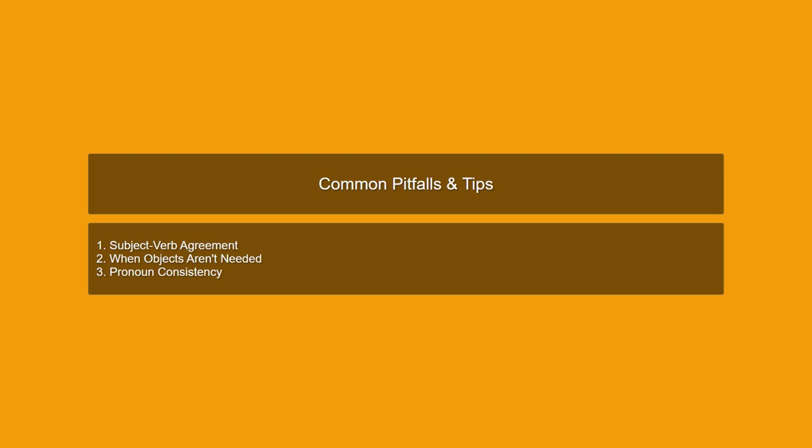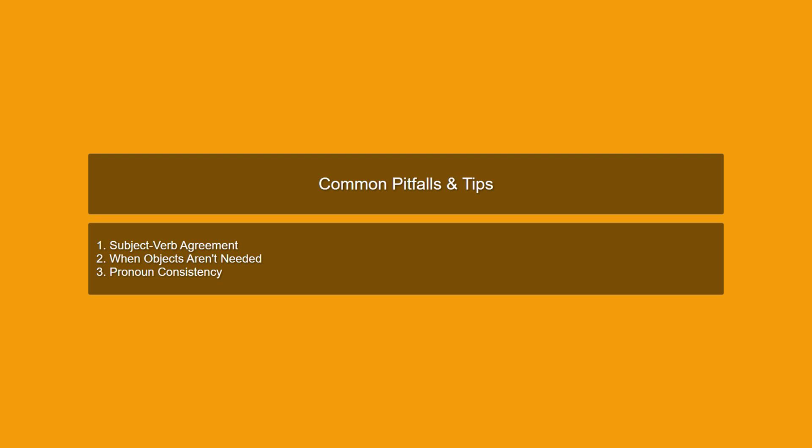Another area of confusion arises when certain verbs don't require an object. He sleeps is already a complete thought, but some learners might feel tempted to add an unnecessary object. Always ask yourself whether the action is being done to something or someone else. If it isn't, no object is needed.